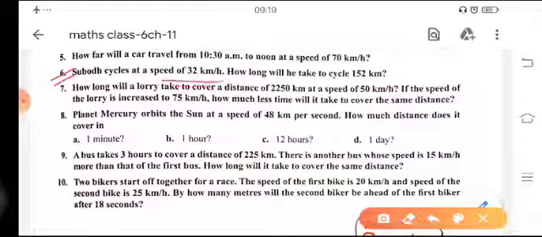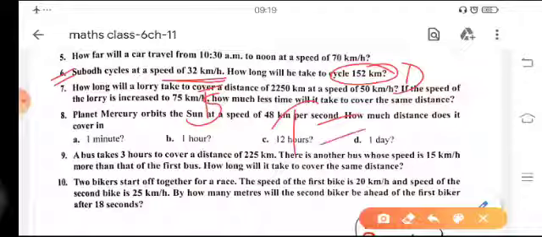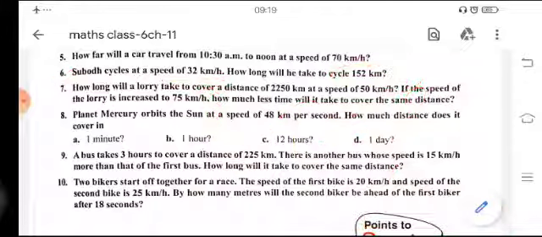Here question number 6 is given to you. Subodh cycles at a speed of 32 km per hour. How long will it take to cycle 152 km? That is also very simple. You have been given the speed and the distance, and you have to calculate the time. That is also a very simple question.